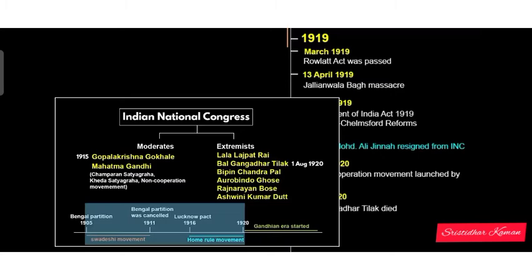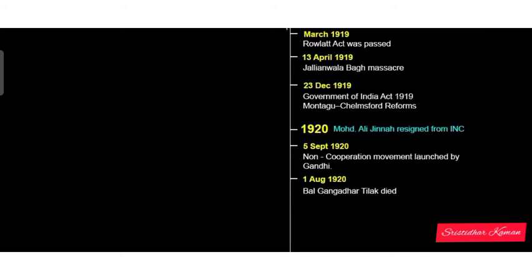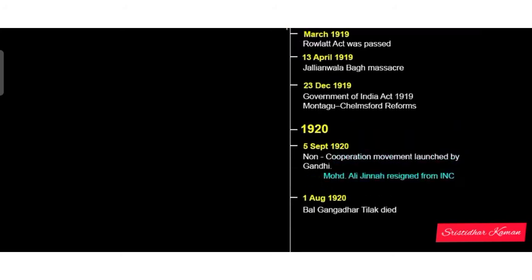That's why the period from 1905 to 1920 is known as the period of the extremists with the Indian National Congress. So that's how by 1920, Gandhi became the central figure of Congress, and Jinnah also started losing his footing in the Indian National Congress. Jinnah openly criticized Gandhi, so he resigned after the launch of the non-cooperation movement in September 1920. Jinnah was also a member of the Muslim League.